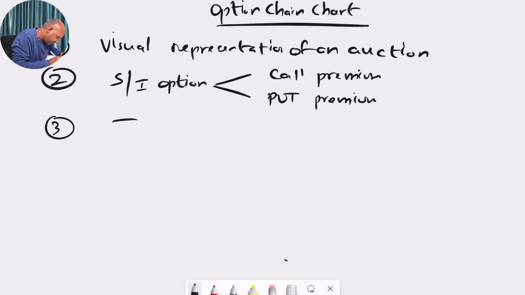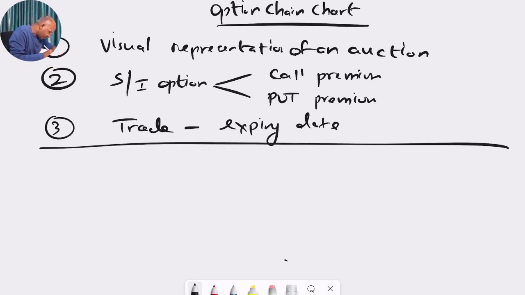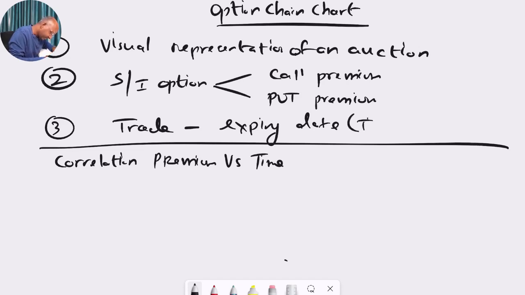Likewise, every options trade has to be closed on or before expiry date. Now, there is a correlation between premium versus time, which is the expiry date. This is very, very important. Please keep this in mind.